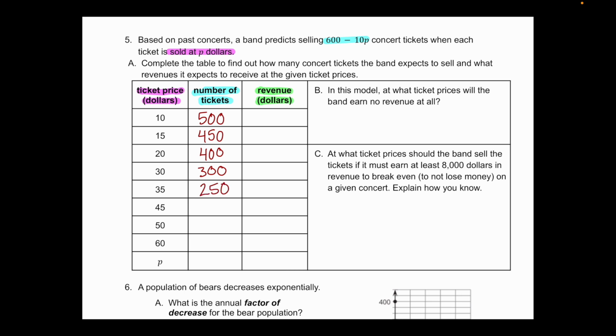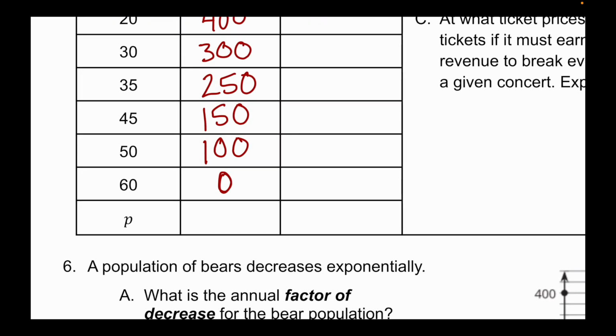And I'm going to keep going from here. 600 minus 10 times 45, 150. Minus 10 times 50 is 100. And finally, at the bottom here, I know that 10 times 60 is 600. So 600 minus 10 times 60, that's 600 minus 600, and this is 0. So what pattern was I doing? I was doing 600 minus 10 times whatever the price was for P.